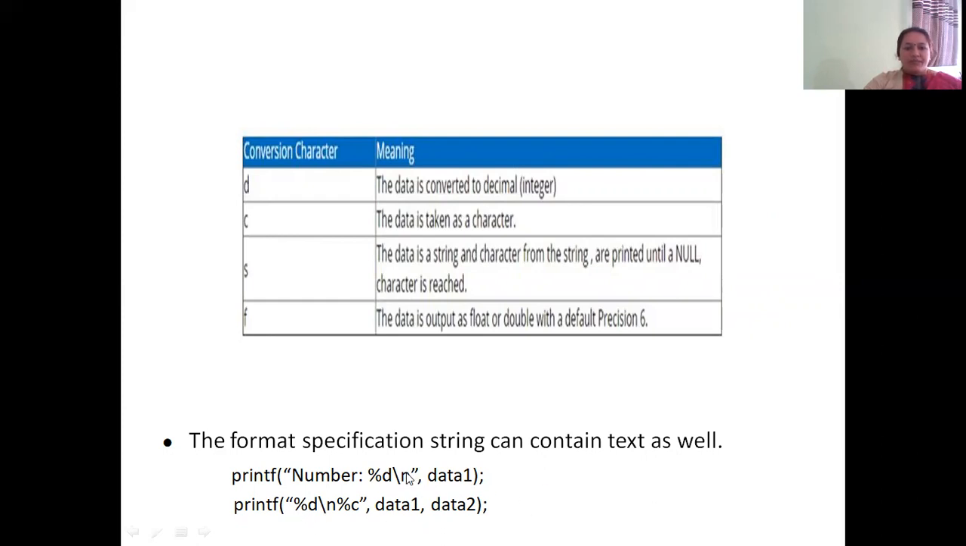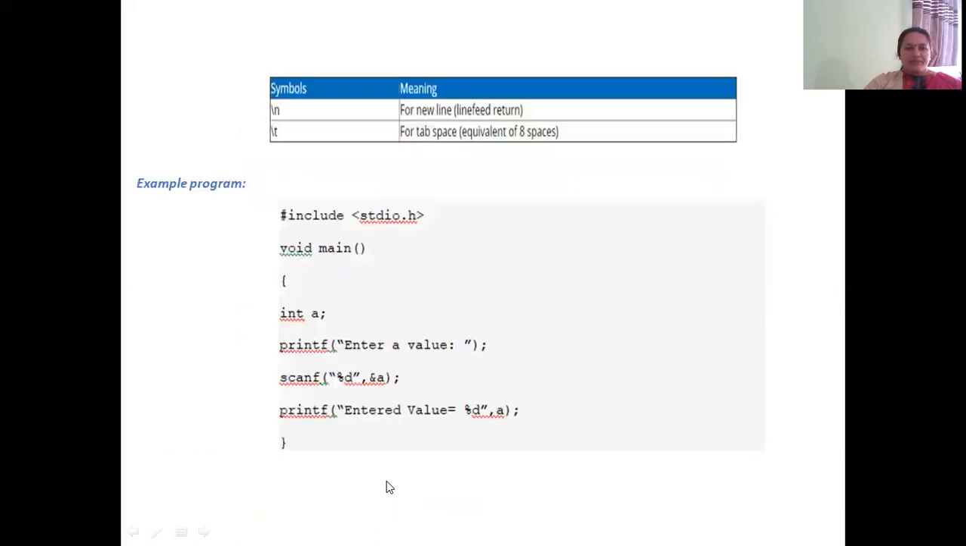So the escape sequences as well as the text part can be part of the format specification along with the conversion characters. \n is an escape sequence for line feed or new line. It's equivalent to pressing the enter key for moving the cursor to the next line. \t can be used to give a tab space, at least 8 spaces at a time.